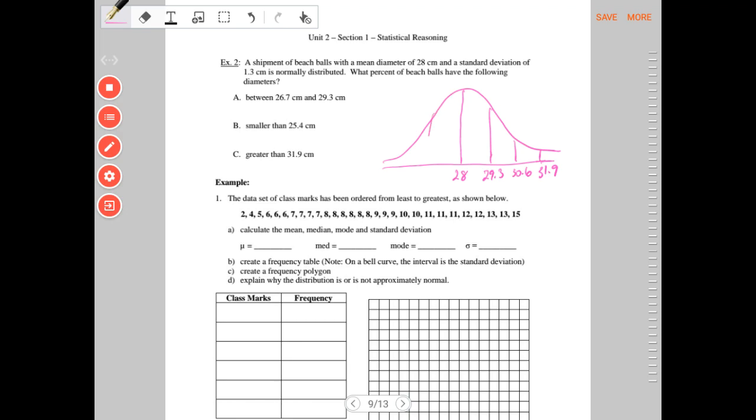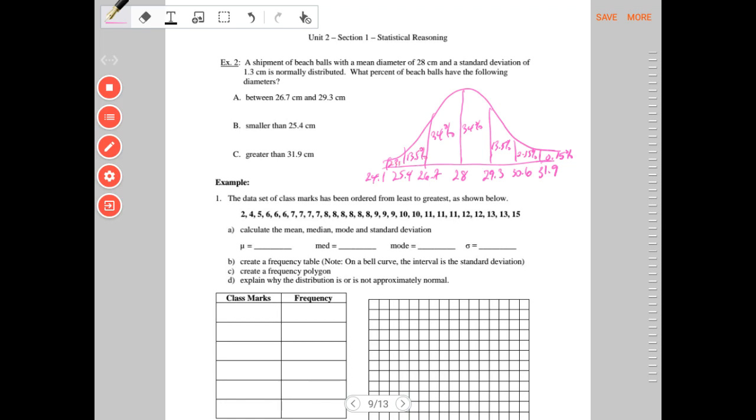Now we can do the same on the other side. Minus the standard deviation, 28 take away 1.3 would be 26.7. Take away 1.3 would be 25.4. And take away 1.3 would be 24.1. Remember again that this is 34%, 13.5%, 2.35%, and 0.15%. And the same thing is mirrored on the other side, because these are symmetrical.